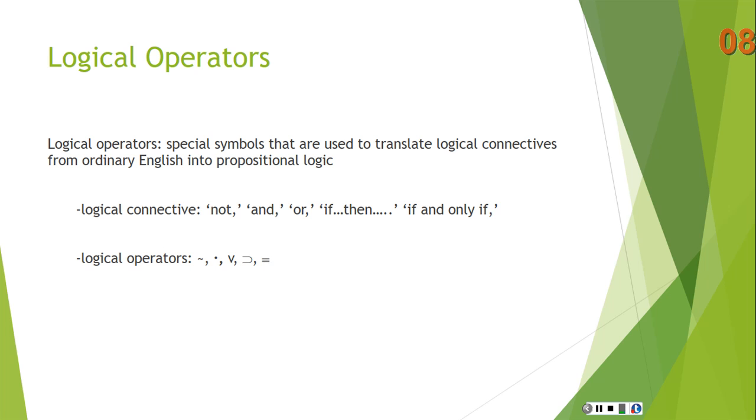And actually, you can refer to English as operators or connectives, and you can refer to the symbols in propositional logic as connectives or operators. It's interchangeable. But in English, there are things such as not, and, or, etc. In our logical language, it's such things as tilde, dot, wedge, horseshoe, biconditional.